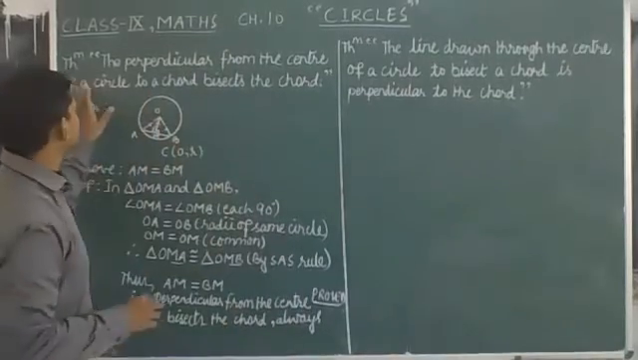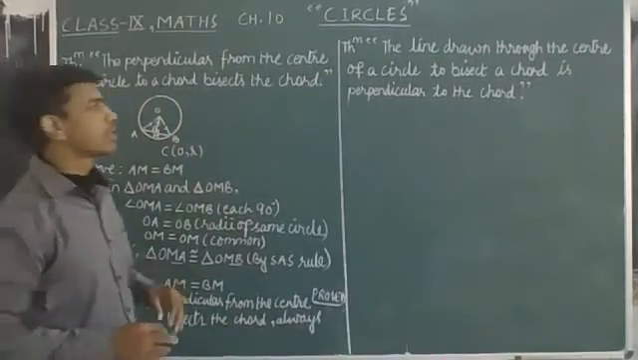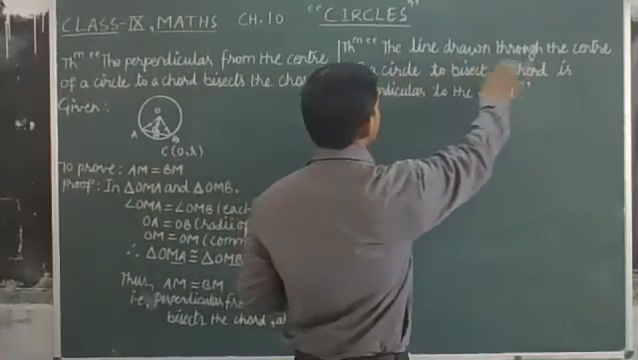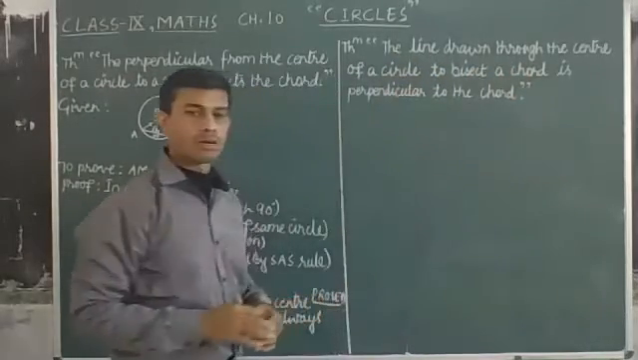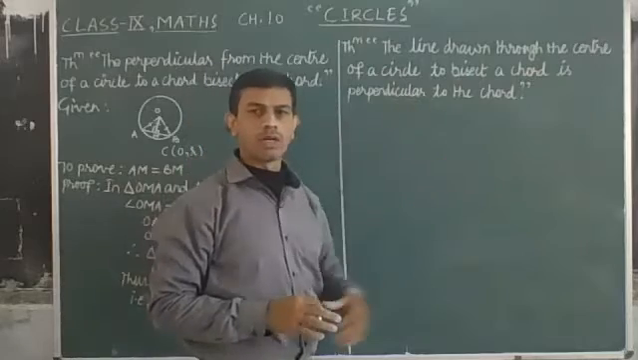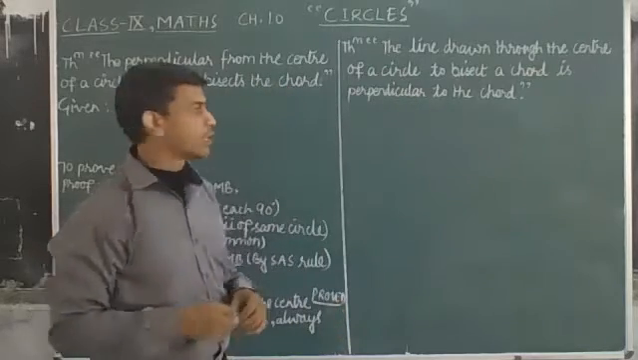Let's discuss the converse of this theorem. Its converse states that the line drawn through the center of a circle to bisect a chord is perpendicular to the chord. So let's figure out the given condition.